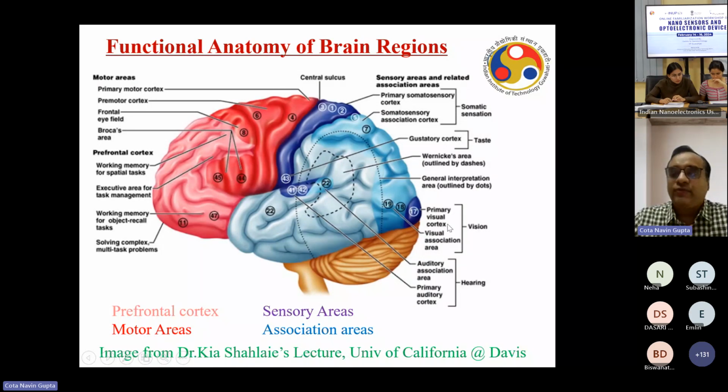And if you're doing some vision related stuff, it's the primary visual cortex, which is this part of the brain. Okay, and then the visual association areas are also depicted. Similarly for other tasks, if some hearing task is involved, then you have your auditory association areas and also the primary auditory cortex, which is depicted over here. So roughly you can say the predominant areas of the brain are the prefrontal cortex, the motor areas, the movement related stuff, and the sensory areas and the associated areas, which act together with the primary lobes of the brain to perform any function. Okay.